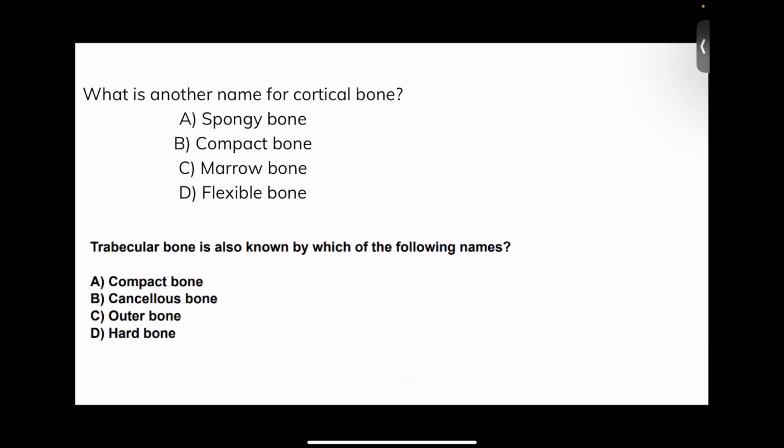Okay. So what's another name for cortical bone? That's the compact bone. So choice B. And now for the next question. The answer would again be B, cancellous bone. So these two are really recall questions, so there's nothing much OSPE relevant to explain here. Just know these two names. It might come up in an MCQ maybe.